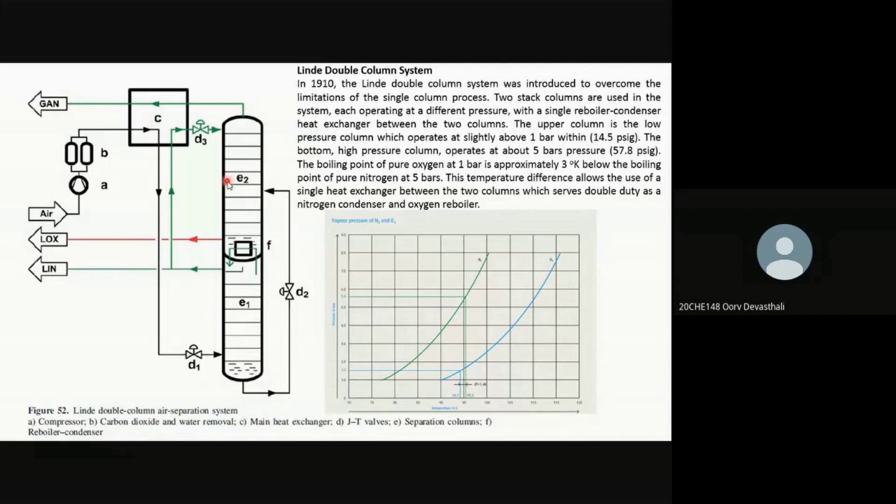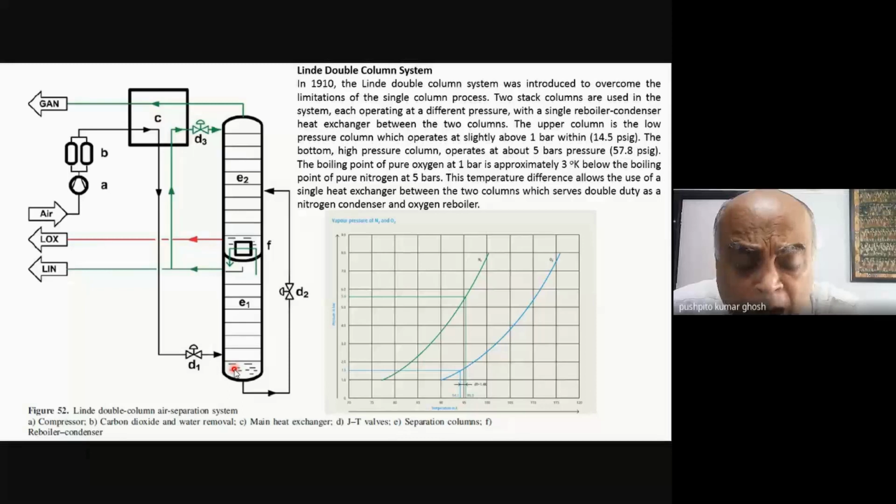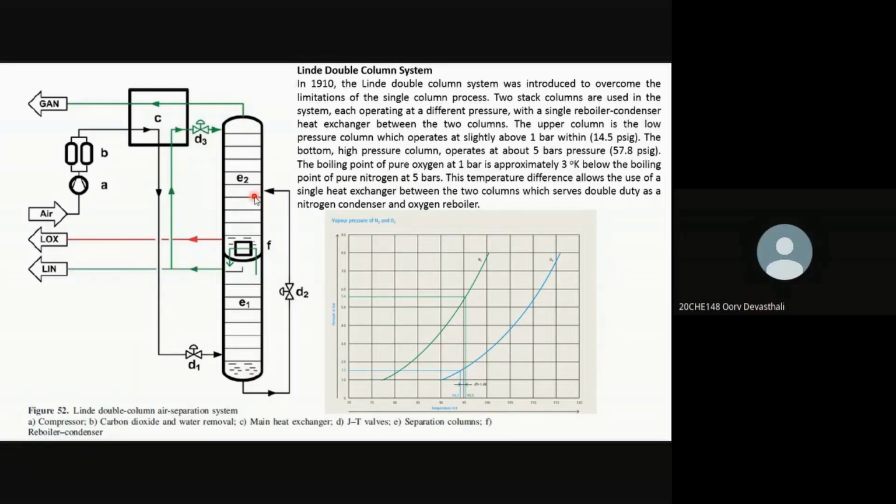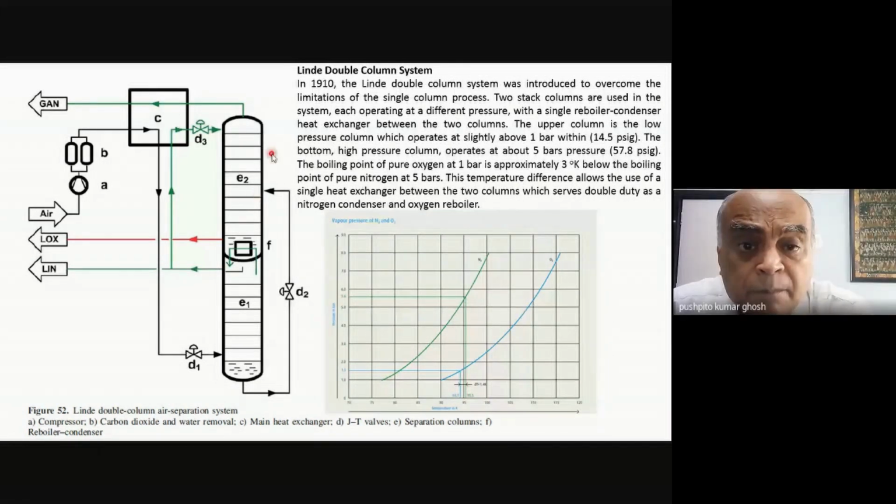I had a small doubt, sir. Yeah, sorry to interrupt you. Expansion valve D1, yeah, over here. After that is passed, is the oxygen liquid oxygen below? Yeah, it will be partly liquid and partly vapor. But why will there be liquid oxygen in both the columns, where the pressure is 1.5 bar as well as 6.5 bar?